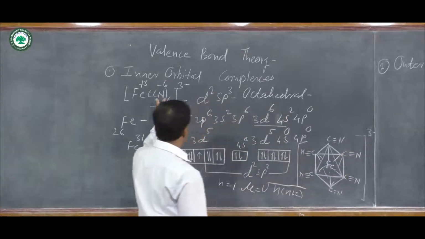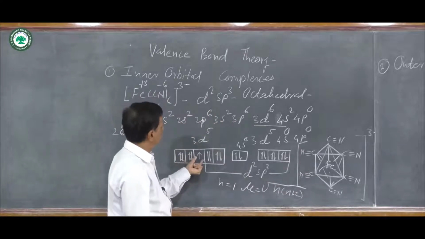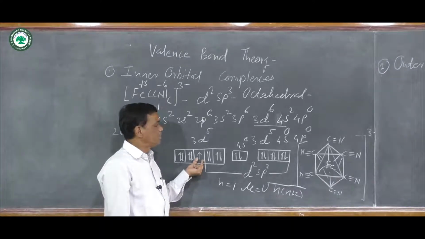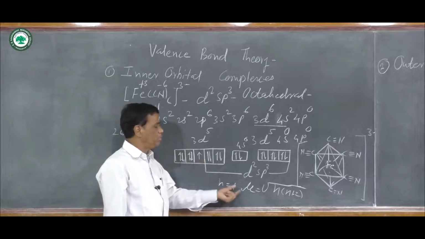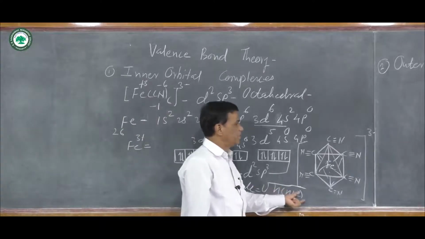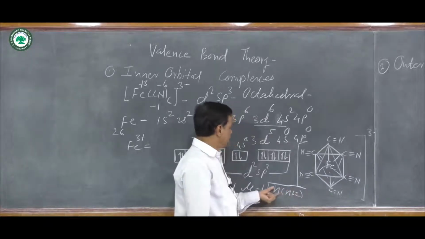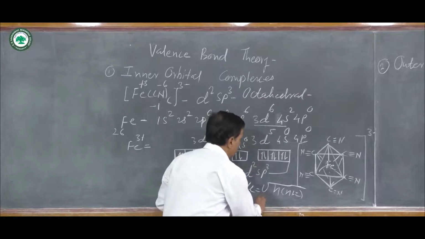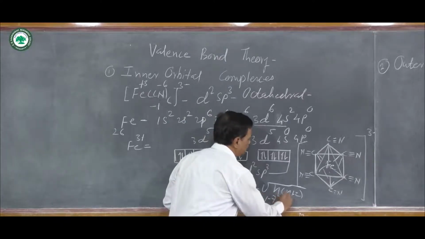This complex ion is paramagnetic in nature. The reason is that one single electron is present, and when an unpaired electron is present, there is a determination of the magnetic moment, mu effective or mu. Here mu is equal to square root of n into n plus 2. Here n is equal to 1, and that value is about 1.73 BM.